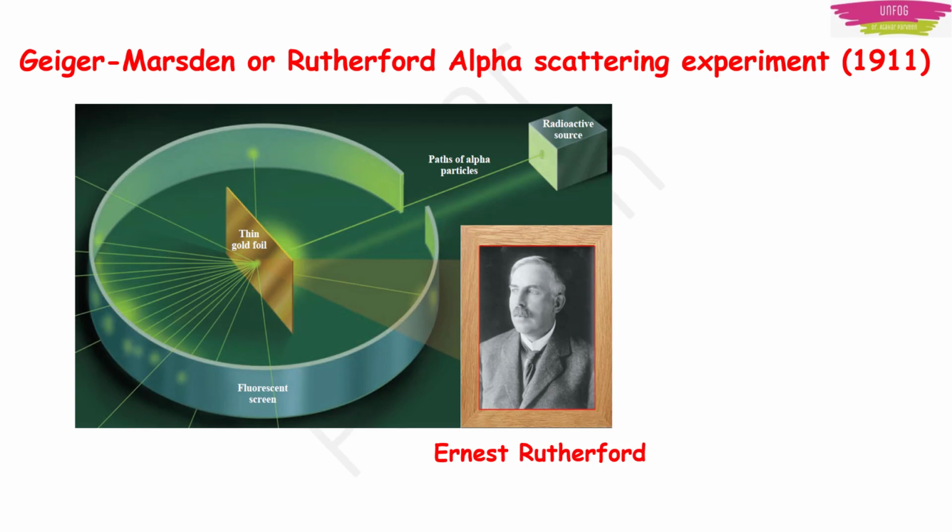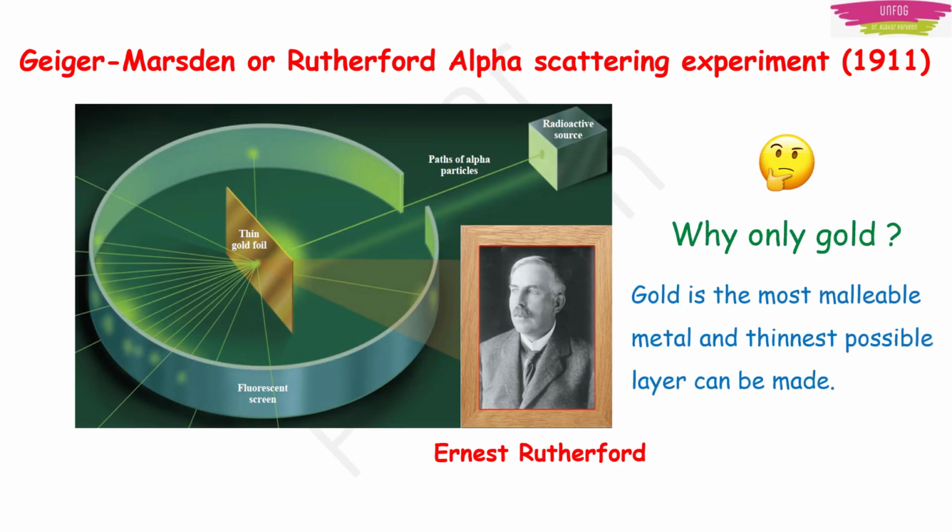Now, why did they use gold foil only for this experiment? See, gold is the most malleable metal and you can make it as thin as possible. You can make one thin layer using gold. You know what malleability is, right? The process in which metal can be made into thin sheets is known as malleability. So, gold is the most malleable metal. That's the reason why they used gold foil as a thin sheet, and then made the alpha particles incident on it. Then those alpha particles got scattered. Okay, this was the experiment.